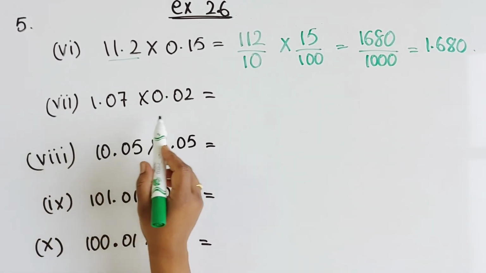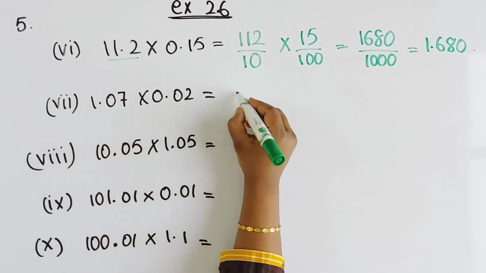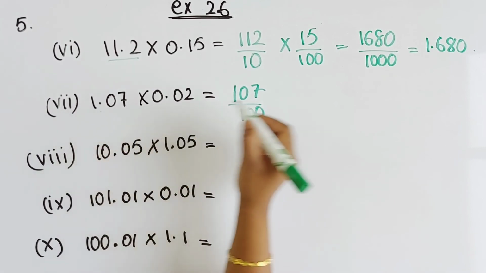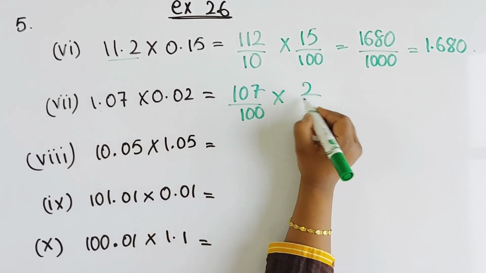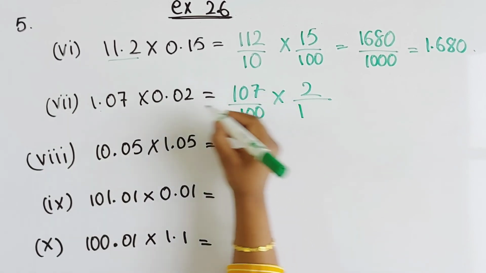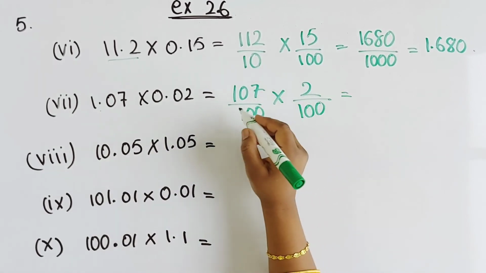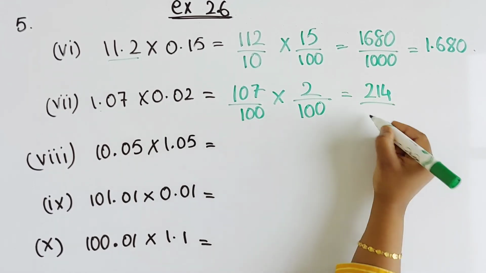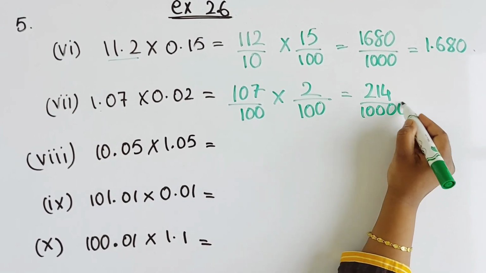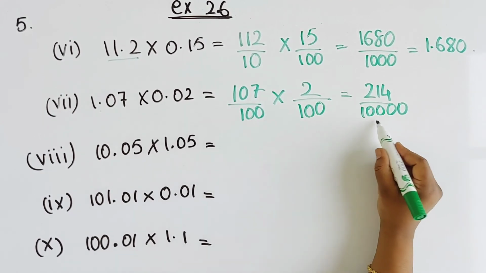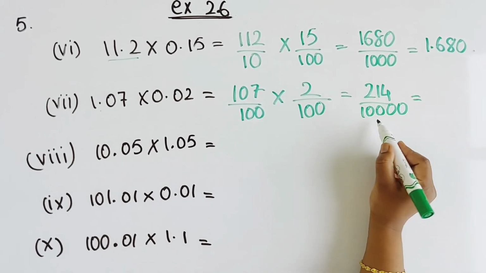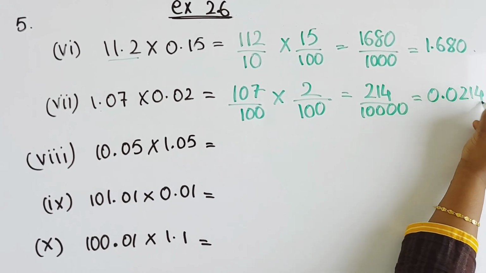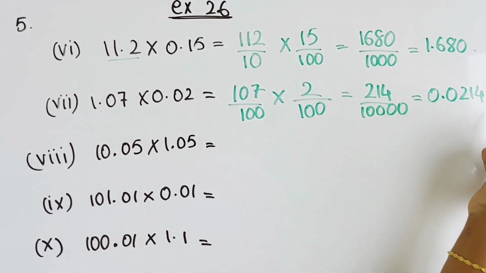Next question, 1.07 into 0.02. Here also same. 107 divided by point place 1 after 2 digits, 2 zeros. Into 0.02. That means 2, point place 1, next 2 zeros. 107 into 2, children. 214 divided by 10,000 here. Because 2 zeros here, 2 zeros here. That means 4 zeros totally. Now we have 4 zeros in the denominator. So the answer is 0.0214. Correct, children? 4 digits after the point.